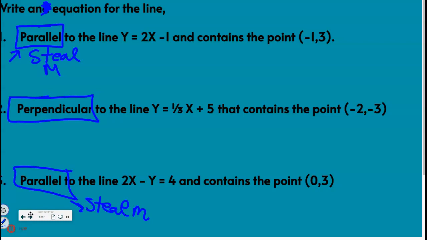Okay? For perpendicular, I will not steal M. What will I do with it? Two things. I will flip it, flip M, and excellent. Now I need somebody else to answer some of my questions. And opposite. You're doing excellent though, kiddo.